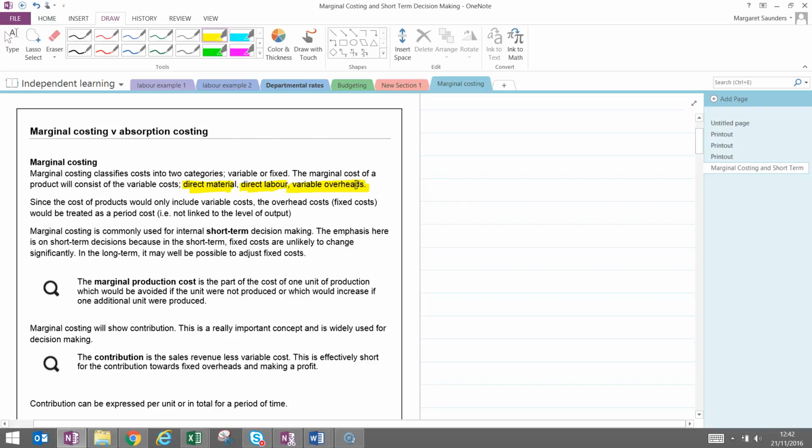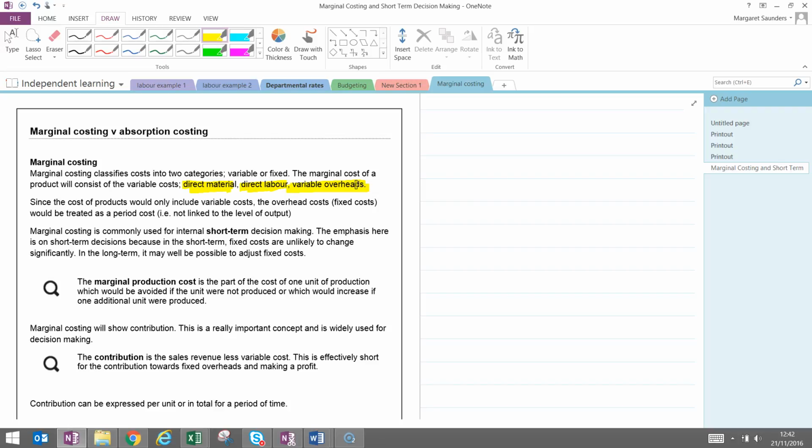Now, we tend to use marginal costing for short-term decision making, and its emphasis is on short-term because we tend to look at our decisions based around the variable cost of the products, as in the short term our fixed costs will remain the same. They're unlikely to change. In the long term, remember, your fixed costs can change.